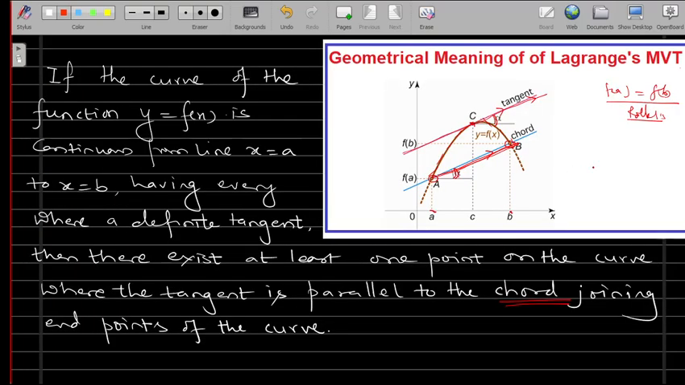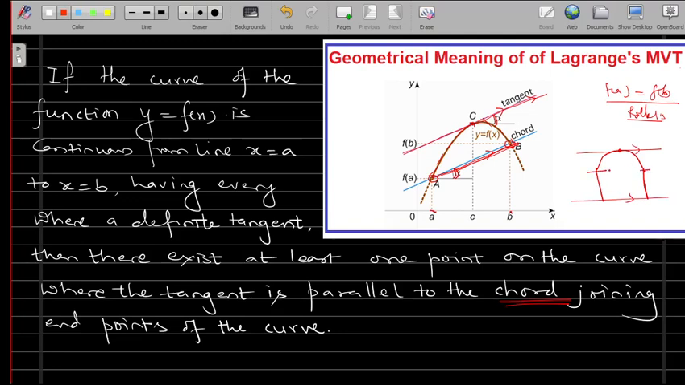So if f of a and f of b are equal, then there exists a point from where the tangent drawn is parallel to the x-axis. That is Rolle's theorem.